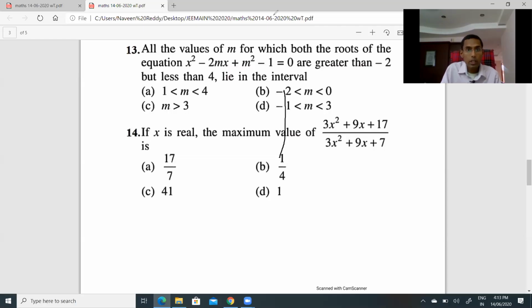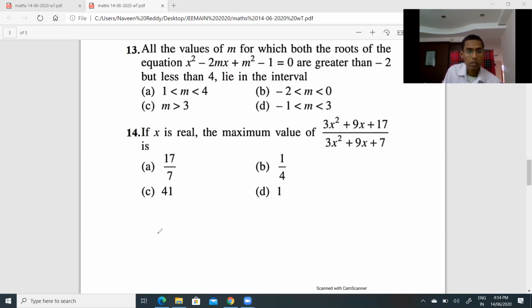Okay, this is the next question. We need to find all the values of m for which both the roots of the equation are greater than minus 2 but less than 4, lie in the interval. So now both the roots, whatever roots are there here, both the roots are greater than minus 2 and less than 4. So lie in the interval is what is given. So this question we can very easily do it. So now let's take this one.